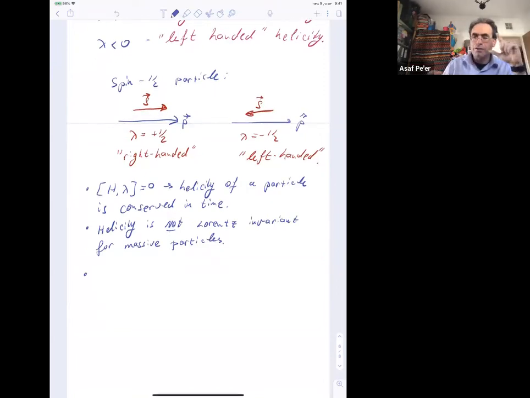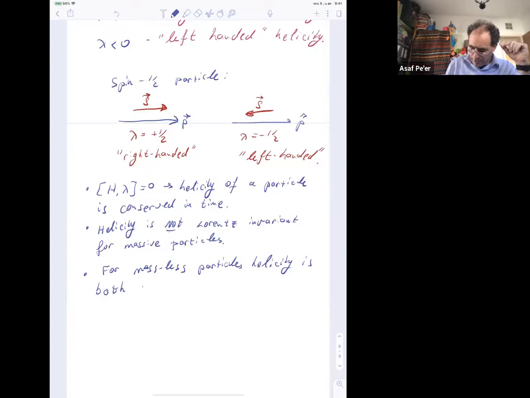But then it is coinciding with the chirality, right? For a massless particle, helicity is both conserved and Lorentz invariant.